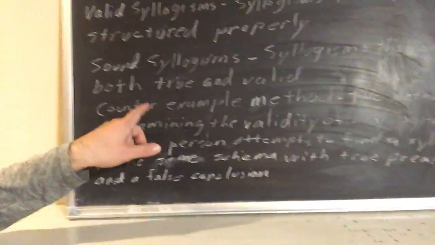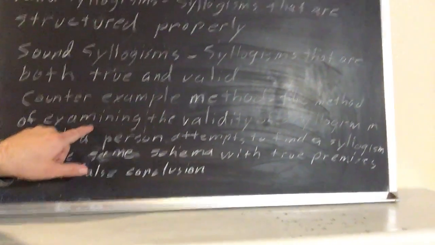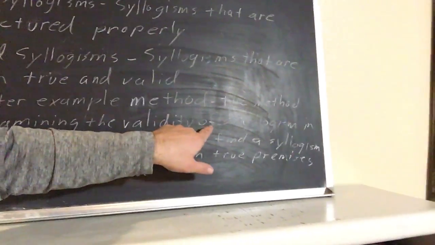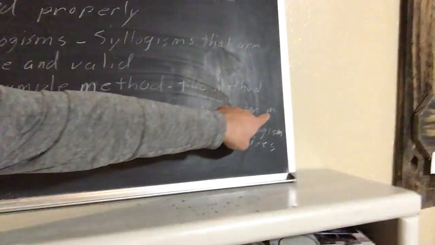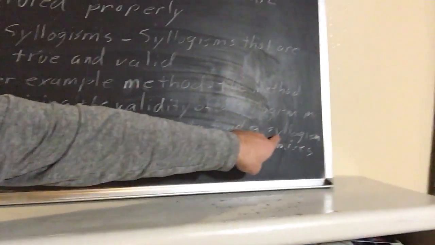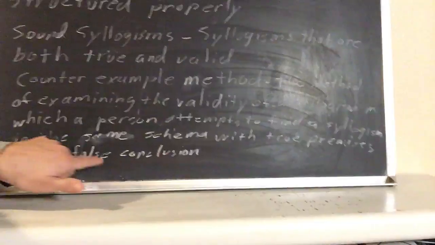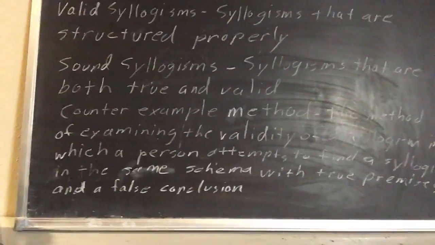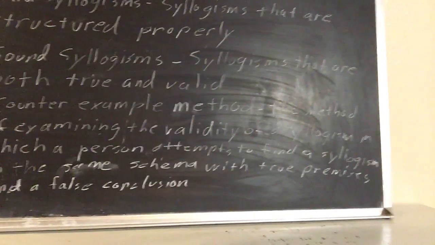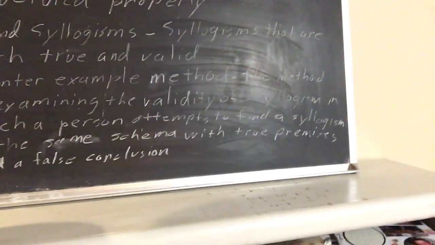Okay? The counterexample method we're going to talk about for a bit is the method of examining the validity of a syllogism in which a person attempts to find a syllogism in the same schema with true premises and a false conclusion.